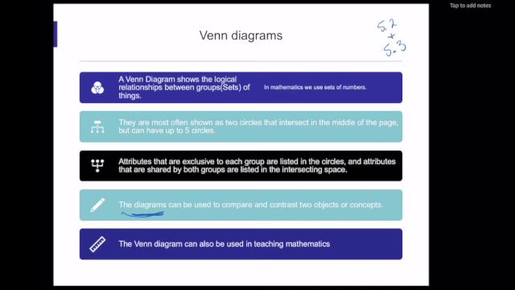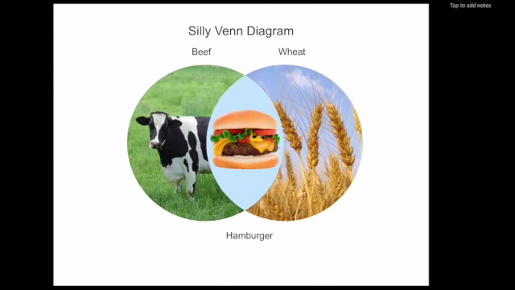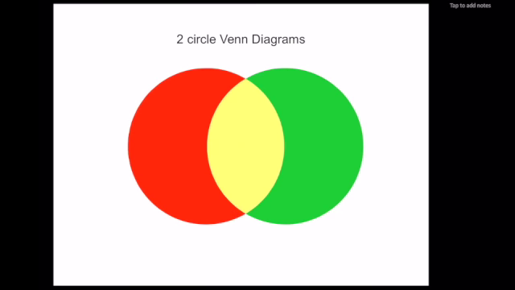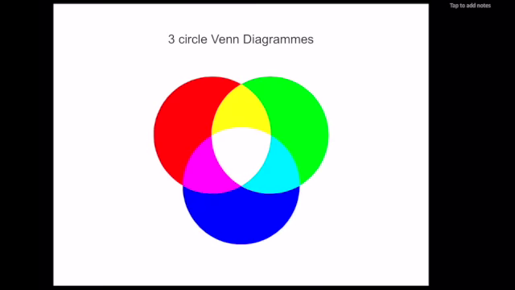So here's kind of a silly Venn diagram I found. Where do beef and wheat overlap? They overlap in a hamburger, okay? So this is an example of a 2-circle Venn diagram. We can also have a 3-circle Venn diagram. As you can see, each circle overlaps with the other.